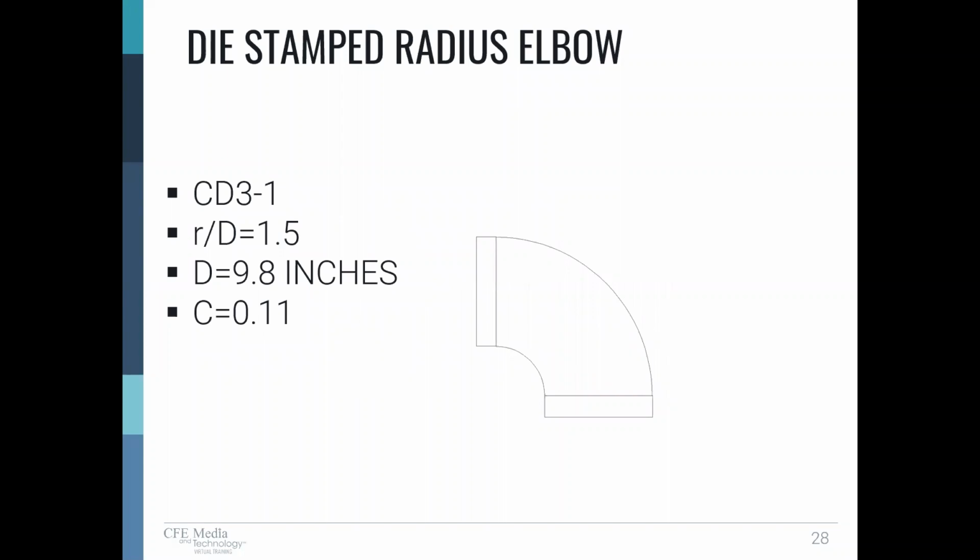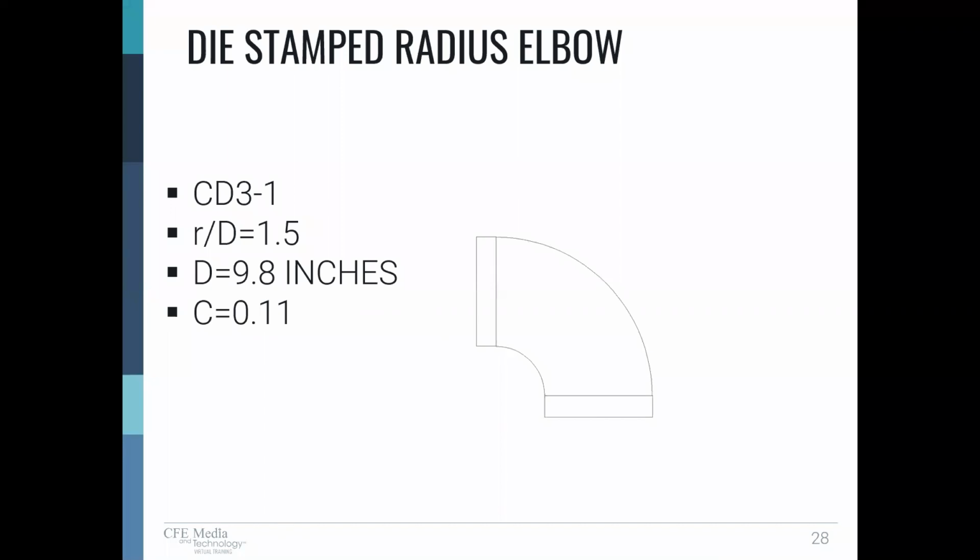Okay, the first duct fitting that we're going to look at is the die stamped radius elbow. That first number, the CD3-1, is the reference number out of the ASHRAE guide, so that we could standardize the R divided by D at 1.5. As much as we could, we standardized on that. So it's the radius of the turn divided by the diameter of the duct.